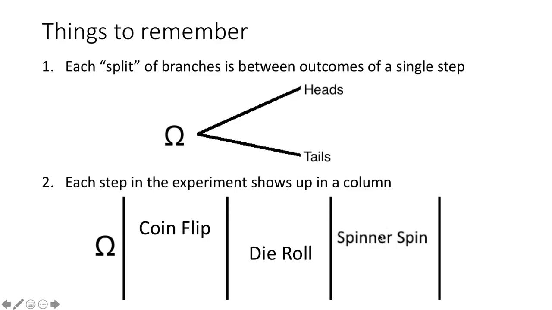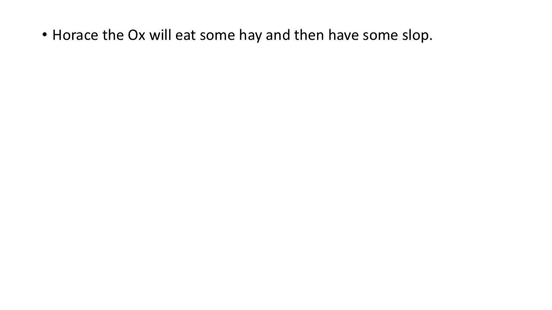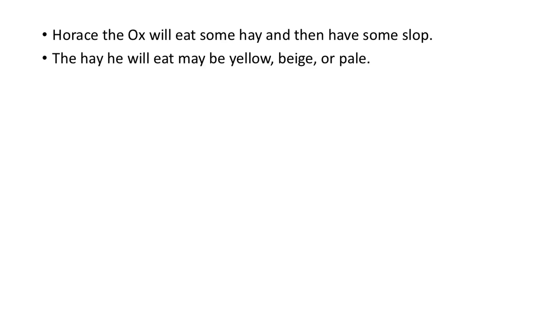Now, this is going to be a lot easier to understand if we do an example. So let's say we have this one. Horace the ox will eat some hay, and then he's going to have some slop. It's a great day for Horace. He loves hay, he loves slop. Fantastic. Maybe it's his birthday as well. The hay he will eat may be yellow, beige, or pale. And the slop that he'll eat may be sour or bitter, right? And Horace is kind of a random ox. He doesn't really choose. Whatever food is in front of him, he goes for it. So let's set up a tree diagram showing all the possibilities, all the branches that could describe Horace's situation.